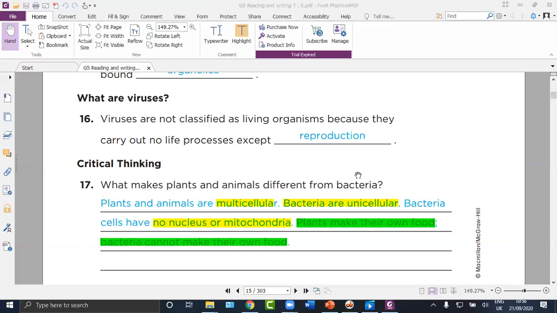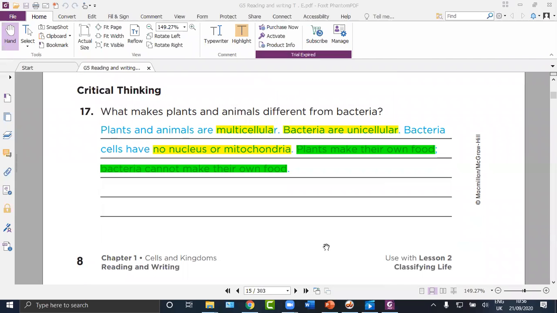Badr Muhammad. Plants make their own food. Bacteria cannot make their own food. I'll repeat. Number 17. What makes plants and animals different from bacteria? Plants and animals are multicellular, but bacteria are unicellular. There's a big difference between the both.